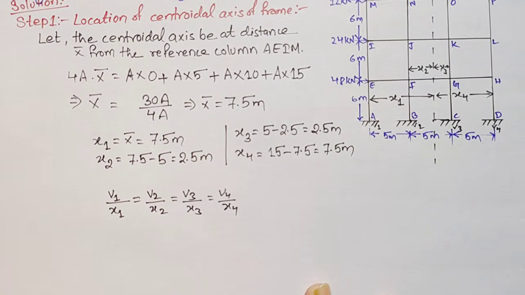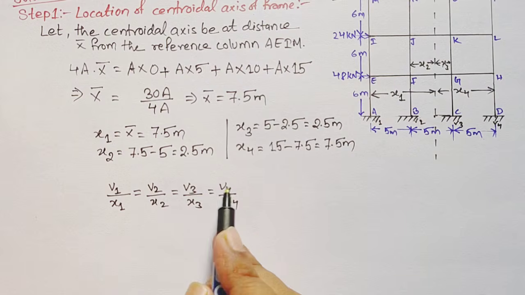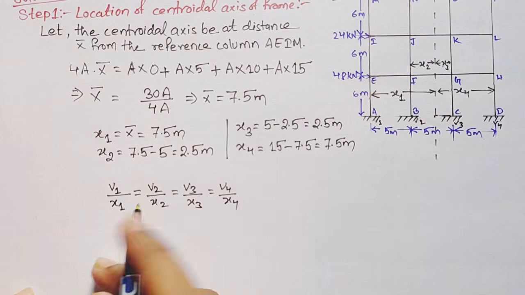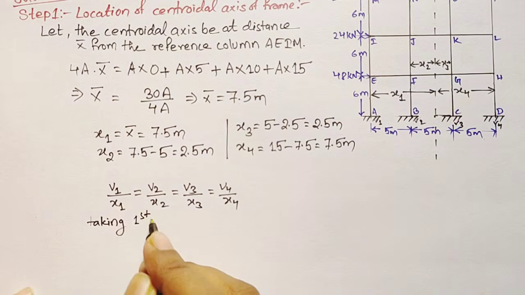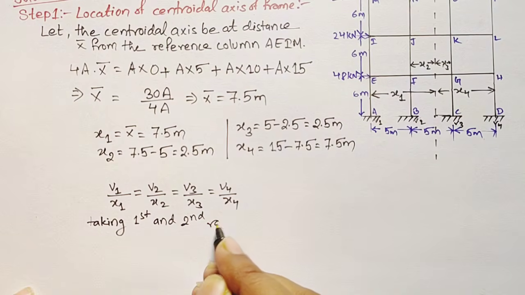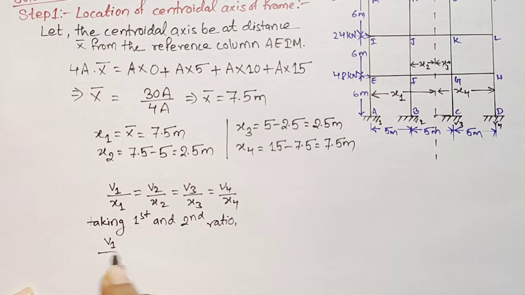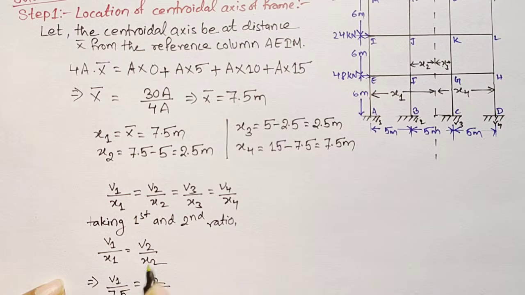So what we need to do is resolve V2, V3, V4 in terms of V1. If we write a line here, taking first and second ratio, we will have V1 upon x1 equals V2 upon x2. Now put the value here: V1 upon the value of x1, 7.5, equals V2 upon x2, 2.5. So we can rewrite it as V2 equals, this is in division, so it goes this side and will be in multiplication, V1 upon 7.5 multiplied by 2.5.